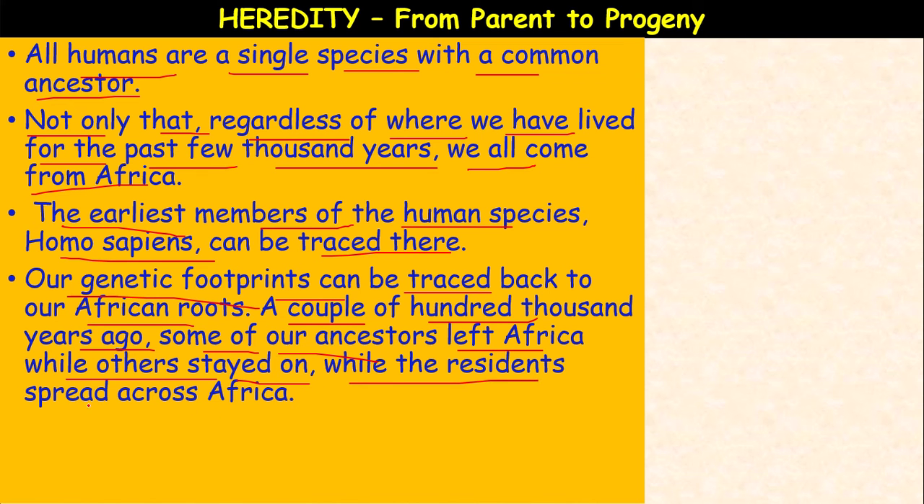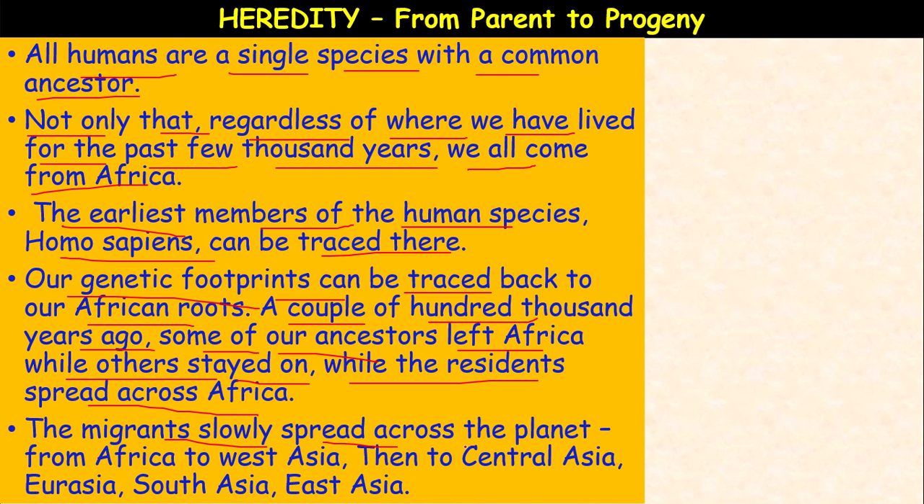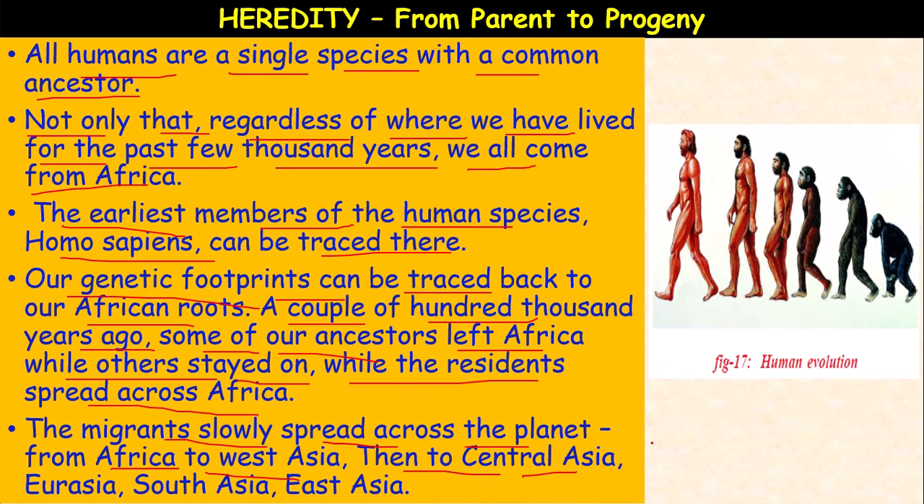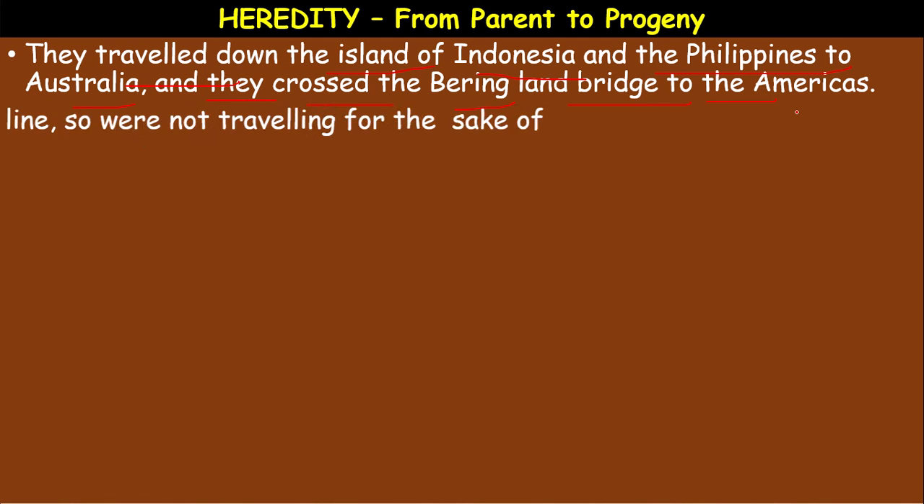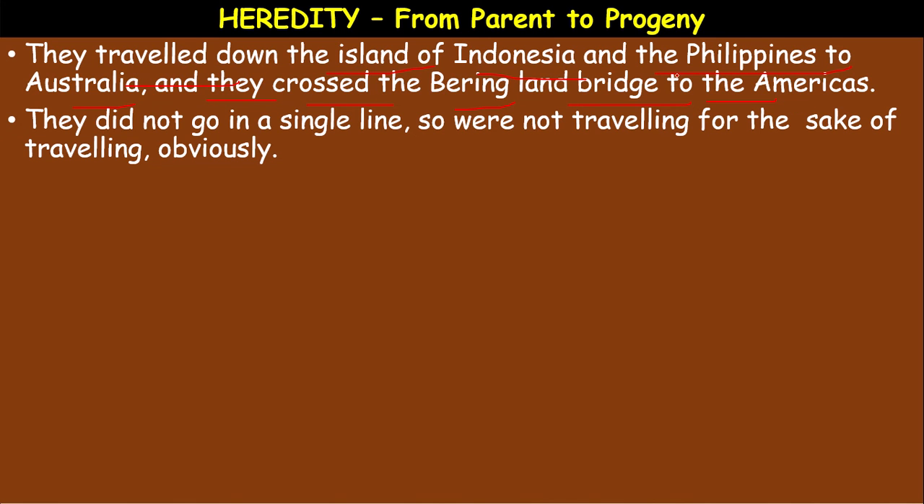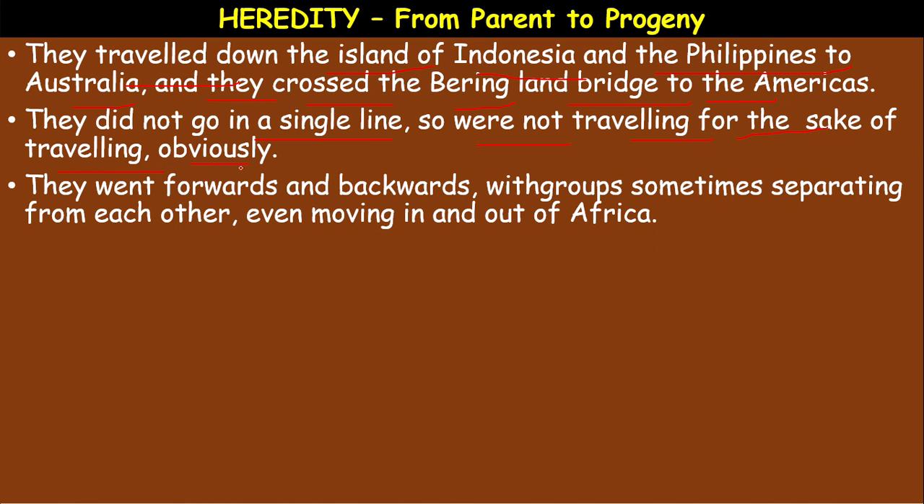While the residents spread across Africa, the migrants slowly spread across the planet, from Africa to West Asia, then to Central Asia, Eurasia, South Asia, East Asia. They were nomads. They migrated from one place to another in search of food and comfort. They traveled down the islands of Indonesia and the Philippines to Australia, and crossed the Bering Land Bridge to the Americas. They did not go in a simple line, and were not traveling for the sake of traveling; they traveled for other purposes.